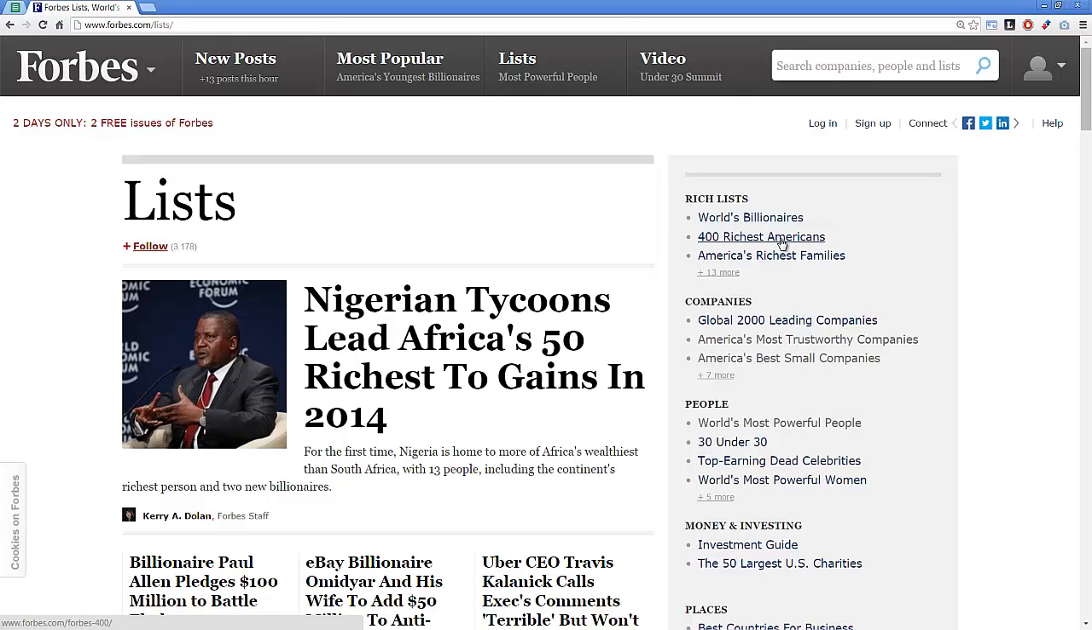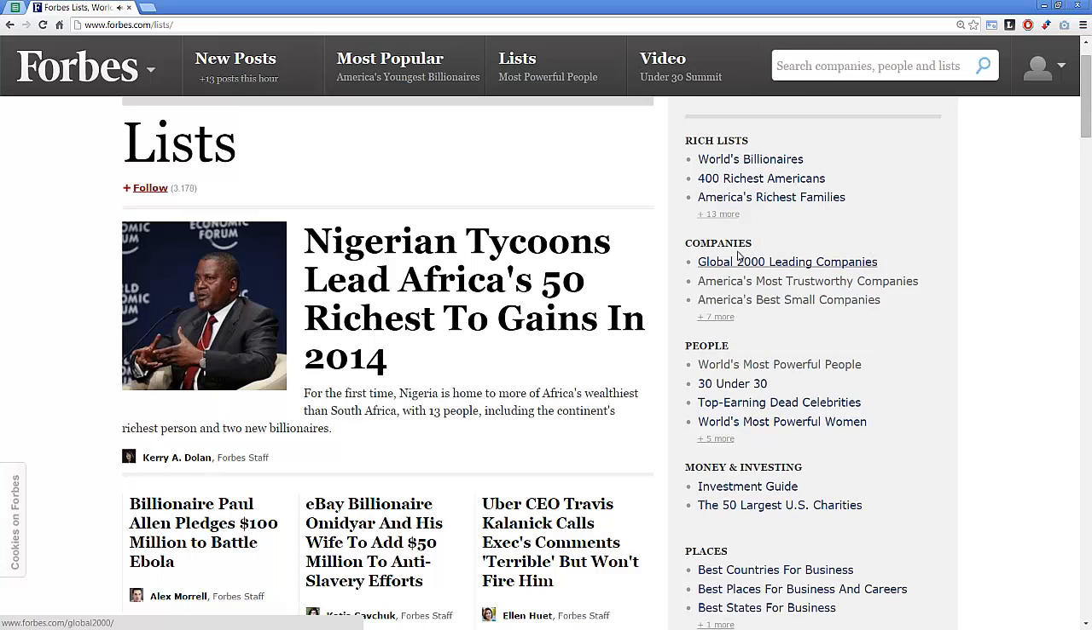Like the world's richest people, that's what they're known for. That's the most well-known list Forbes hosts. But there are also company lists. So, for example, the 2,000 leading companies in the world, most trustworthy companies, and best small companies, and they have seven more here. But let's just click on the most trustworthy companies of America.